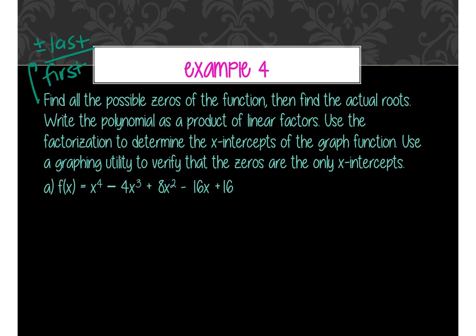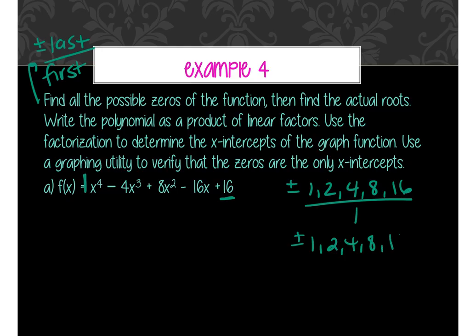So first thing I'm going to do is find the possibles. The first number is 1. The last number is 16. So plus and minus the factors of 16, 1, 2, 4, 8, and 16 would all go over 1. So it would be plus and minus 1, 2, 4, 8, 16. These are your possibles. It's also going to ask you to figure out the number of positive and negative roots using Descartes' rules. So this question kind of on your test builds in all that stuff.